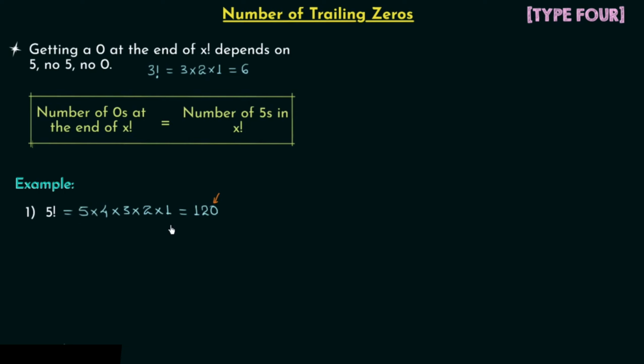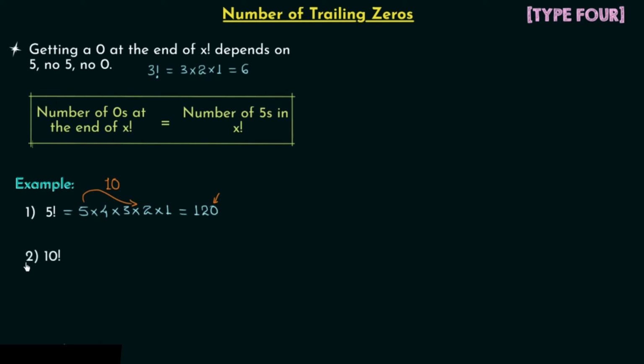Now the question is, why do we get 0 at the end whenever we have 5 in the expansion? And the answer is 5 when multiplied by an even number produces a number having 0 at the end. 5 here when multiplied by 2 will produce 10, and here you can see we have 0 at the end. So single 5 in the expansion gave us single 0 at the end.